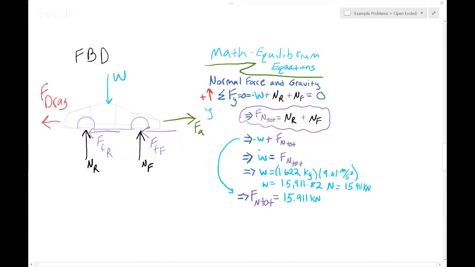And then we get our weight plus our normal force total, which we can solve for weight from by adding the weight to the other side. And then since we know what our weight is, which is equal to the mass times the gravity, which comes out to being 15,911.82 newtons, or 15.911 kilonewtons, which is then equal to our normal force total.